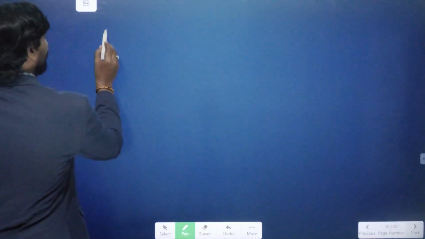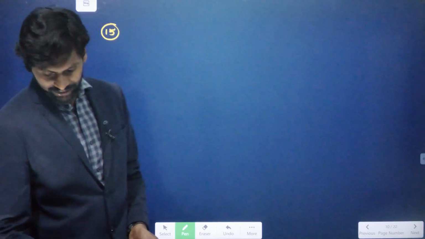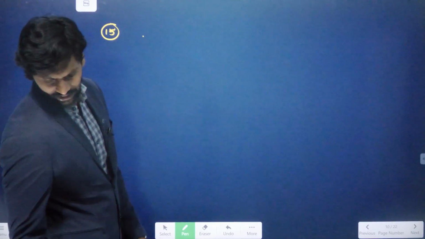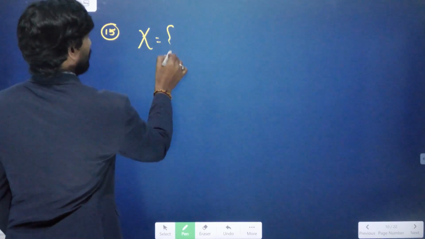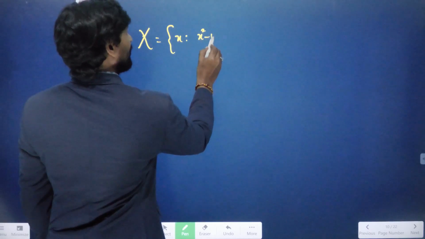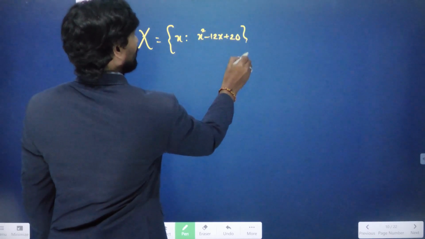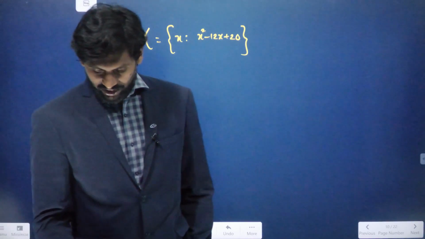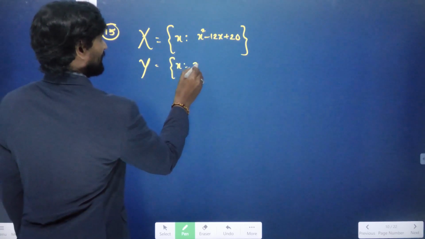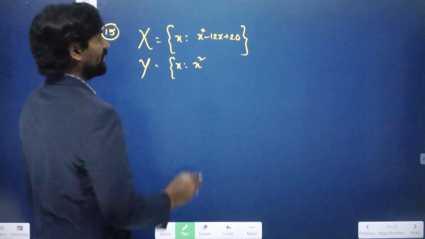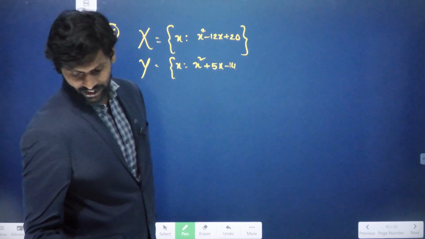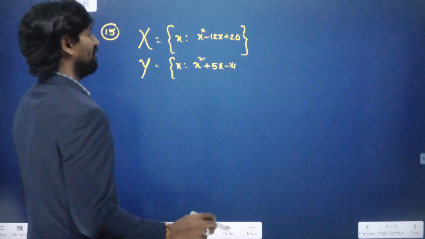Let us see question number 15. The 15th question is X equals x such that x square minus 12x plus 20. It is nothing but a quadratic polynomial. And Y is equal to x such that x square plus 5x minus 14. Then X minus Y value we need to find.